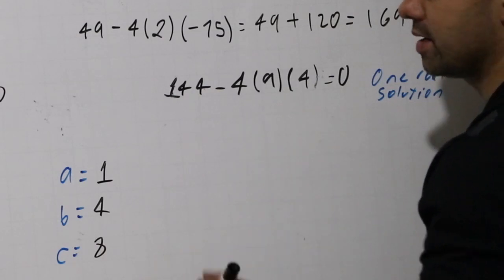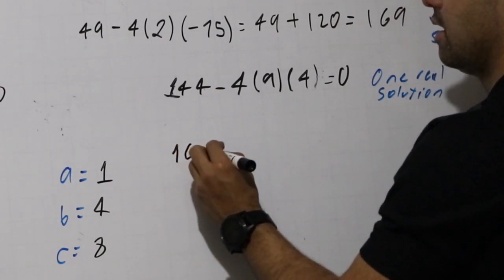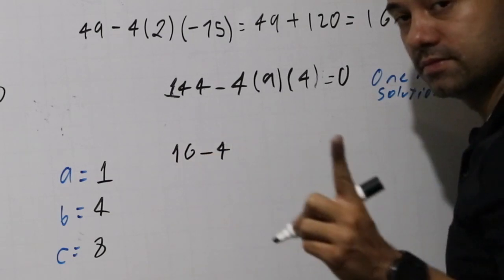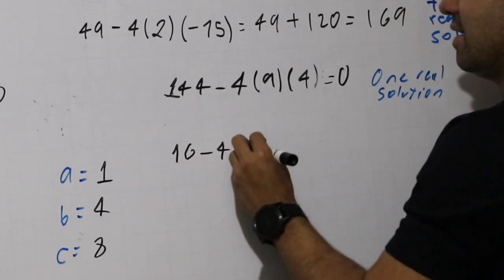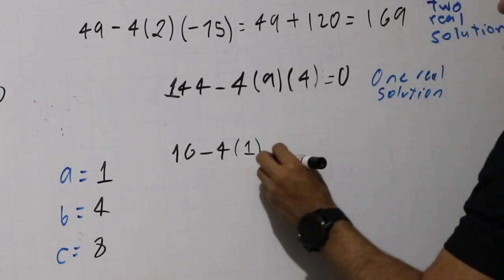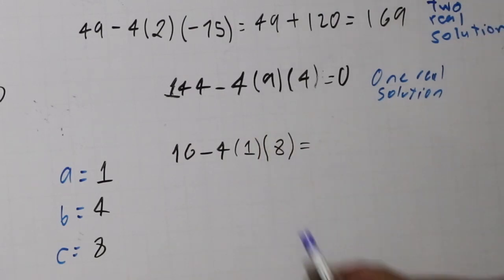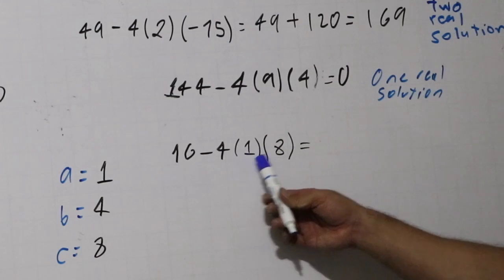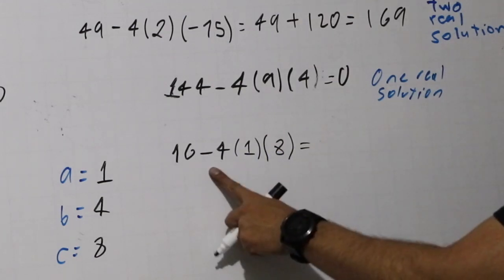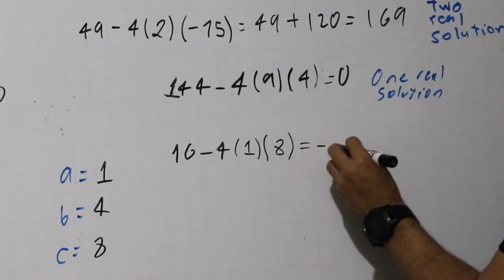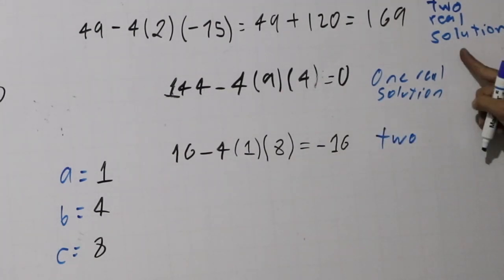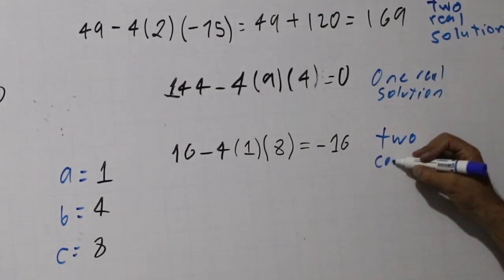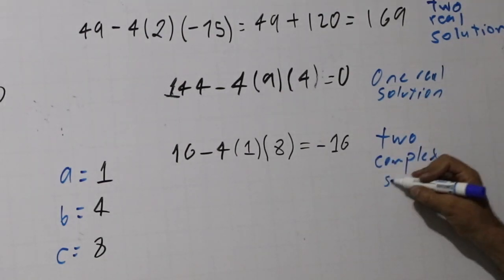So we have b squared, that's 16, minus 4 times, do you remember, a, that's 1, and times 8. So for this we have 4 times 1 times 8, that's 32, and 16 minus 32. So we have minus 16. We have a negative discriminant. That means that we're going to have 2, but not 2 real solutions as before, but 2 complex solutions.